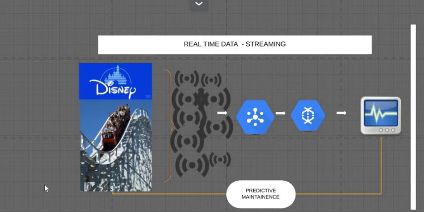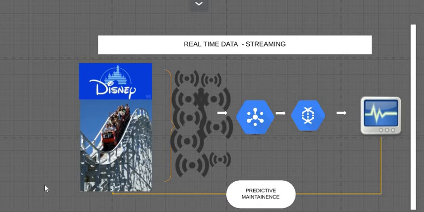Now, this monitoring system is detecting failures based on the signal, based on the sensor data that is coming, right? Some sophisticated model has been written to detect the outliers or to detect the failures in the components of a ride. So in a way, the company is doing predictive maintenance.